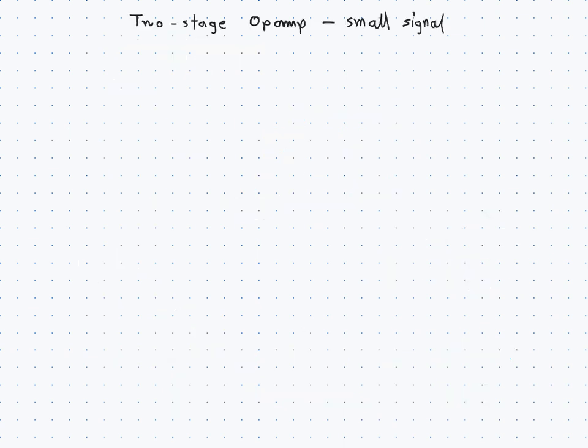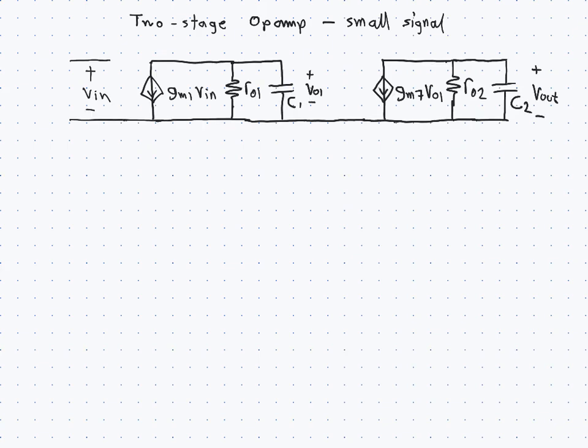So the next thing we need to look at is the op-amp model. Now the small signal model for an op-amp, or the two-stage op-amp, is very simple. It normally looks like this, where we have the transconductance for the differential pair, the output resistance of the first stage. We have also included some parasitic capacitance for the first stage. We have the transconductance for the common source amplifier, the output resistance for the second stage, and the output capacitance for the second stage, which includes any load capacitance that there might be on the op-amp.